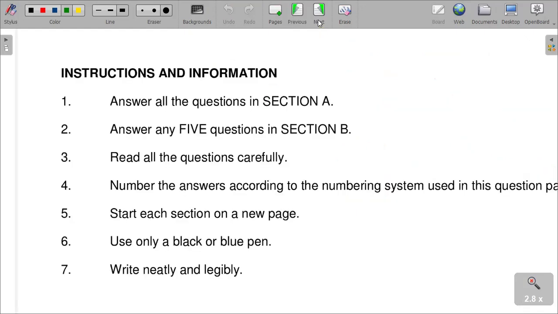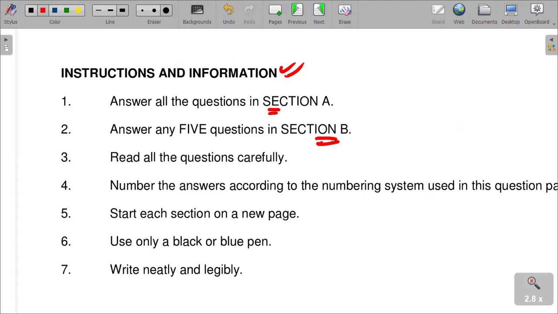So instructions, class, are always very important. I always tell you that when you are doing revision or answering exams, in any type of exam, you always need to read instructions. Any five, I'm sure that you are experts in this. Every instruction is very important, so please take note of your instructions. Section A, you answer all questions, and answer any five questions in Section B. These are very important instructions.